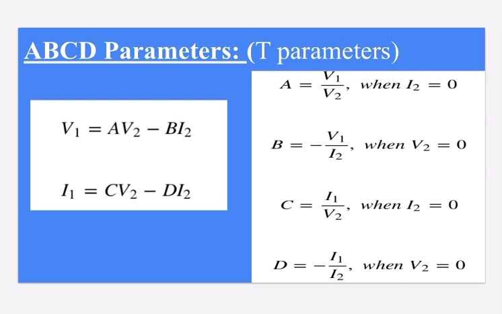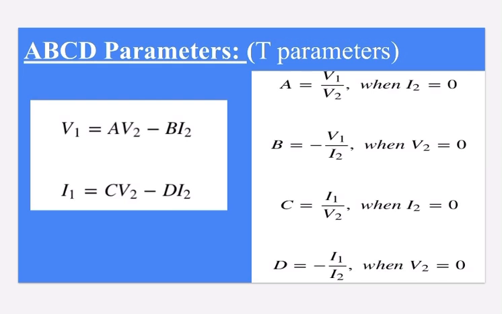So these parameters A and D do not have any units, since those are dimensionless. The units of parameters B and C are ohm and mho, respectively. Okay. So we can calculate two parameters, A and C, by doing open circuit of port 2, and we can calculate the other two parameters, B and D, by doing a short circuit of port 2.